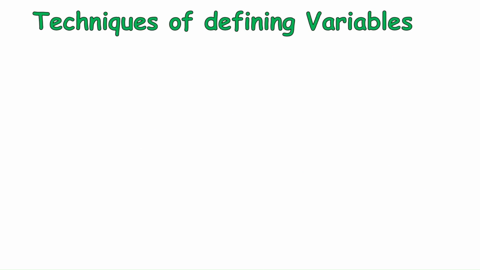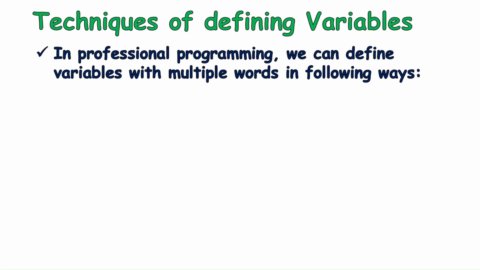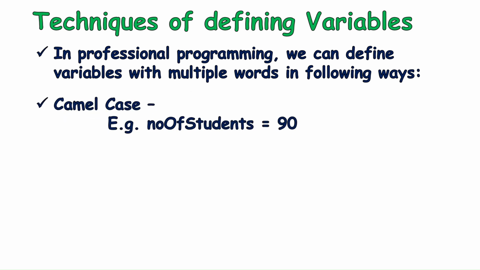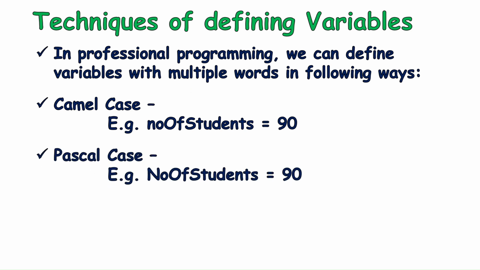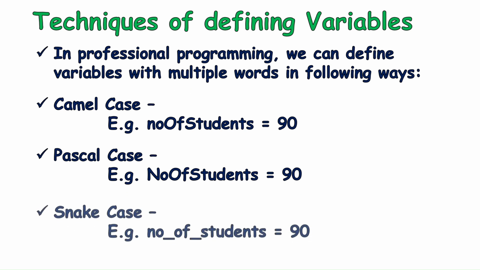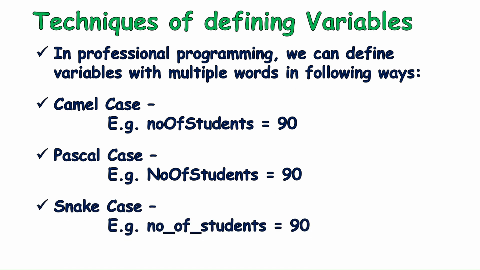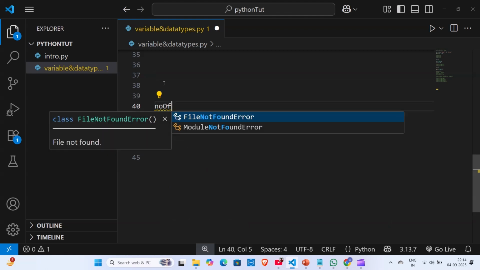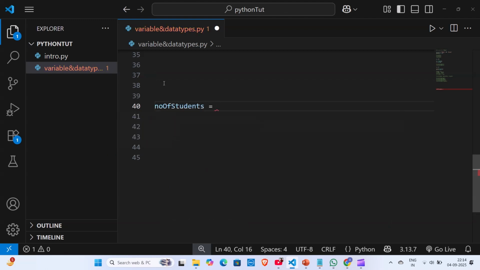Next, let's move on to different techniques of defining variables using multiple words. First we have camel case, where every first character of a word except the first word is capital. Second we have Pascal case, where every first character of a word is capital. Third we have snake case, where each word is separated by an underscore. Let's understand all these three techniques for better understanding.